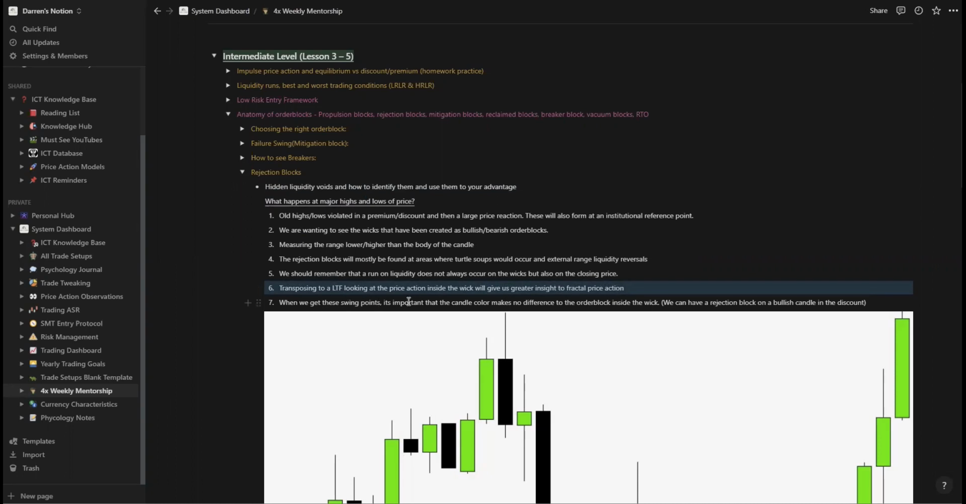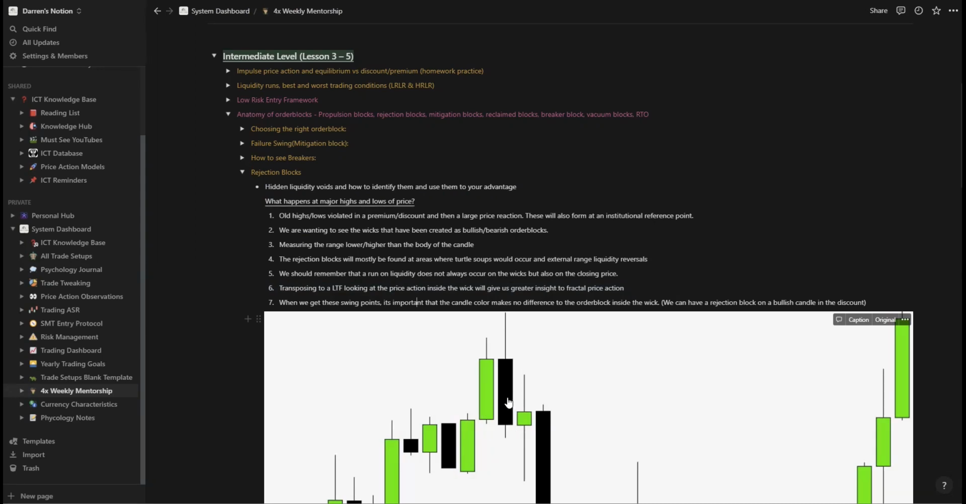When we get these swing points, it's important that the candle color makes no difference to the order block inside the wick. We can have a rejection block on a bullish candle in a discount. Okay, so with an order block, it really depends on the candle color, right? So there must be a green candle, or whatever candle colors you use. There must be a bullish candle with then a bearish engulfing candle to suggest that that's a bearish order block.